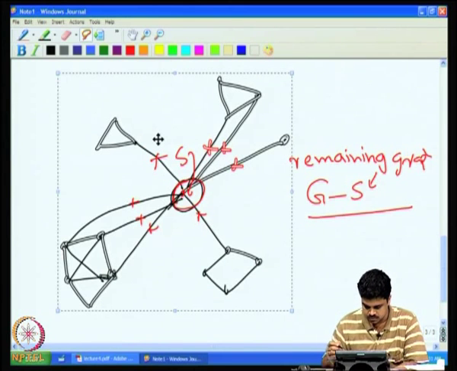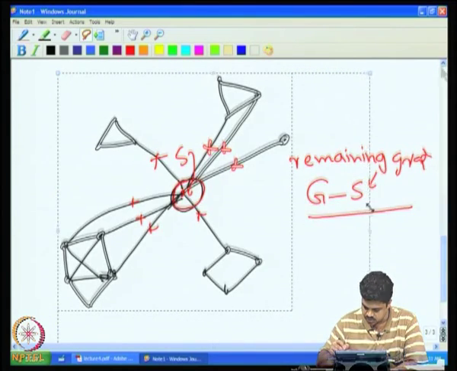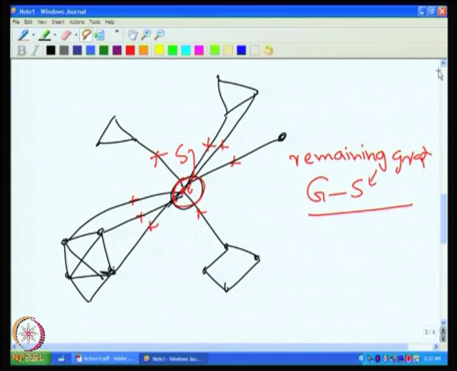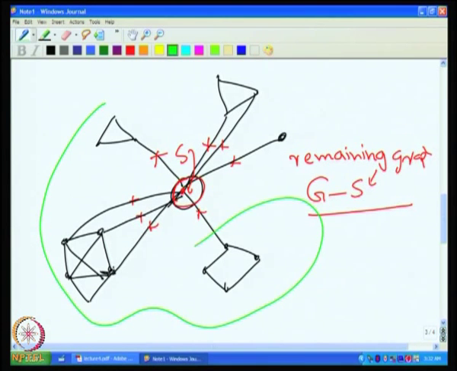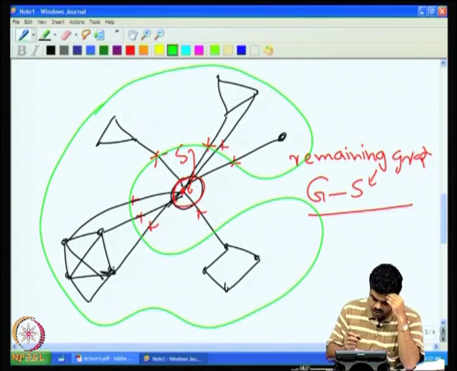So, this is the remaining graph. Let me remove it and place it. I can mark it with another color here. What is coming inside the green is the remaining graph. This graph, how many odd components does it have?